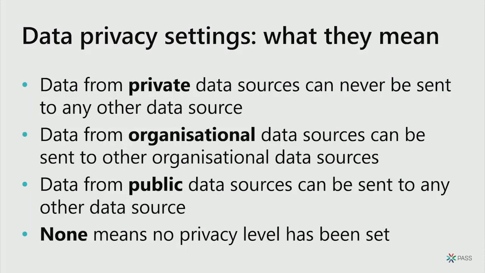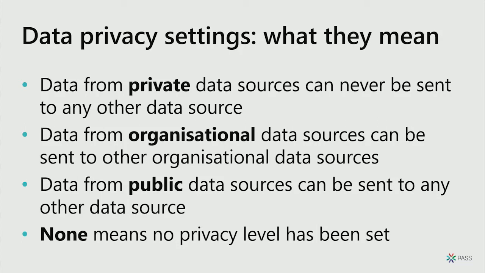The rules are this. Data privacy level settings, as I said, are all about controlling how data can flow from one data source to another. If you've got data sources which are marked as private, data from a private data source can never be sent anywhere else. Private data is going to be extremely sensitive. You don't want to send it anywhere else.